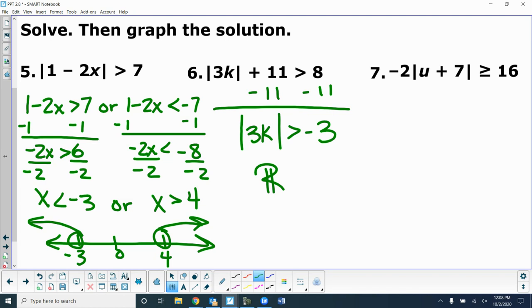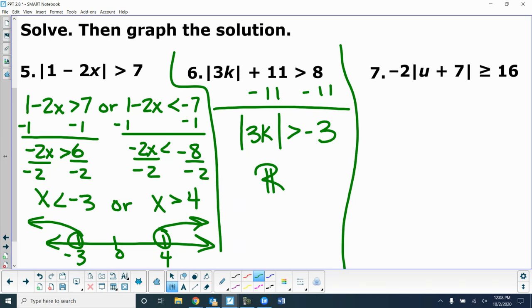Number 7. What do we have to do here? Braden. Divide by -2. Right. Get that -2 over to the other side. There's no symbol here, so it means -2 times that. Don't distribute it. So we get the absolute value part isolated. Since we divided by -2, we switch the inequality.